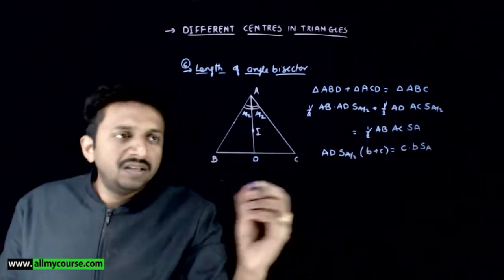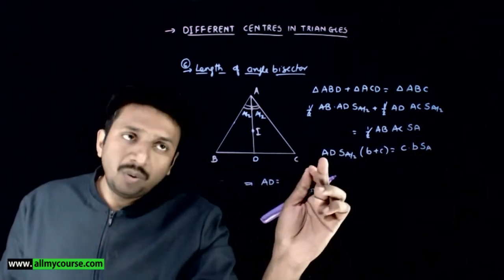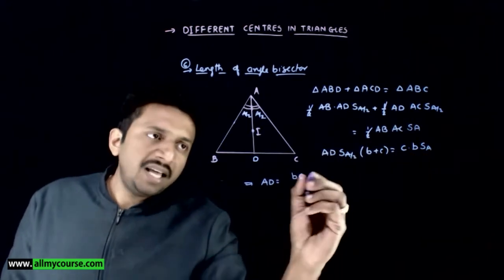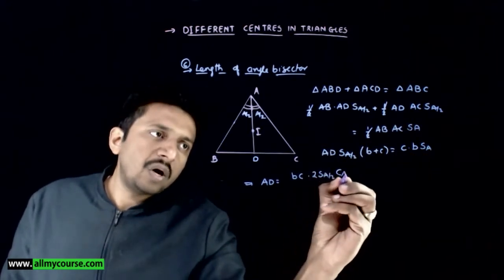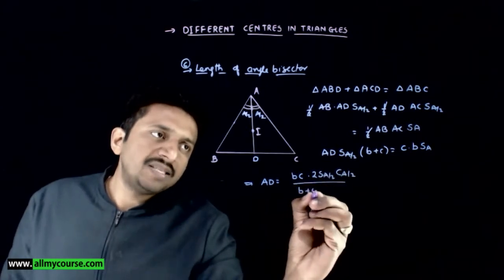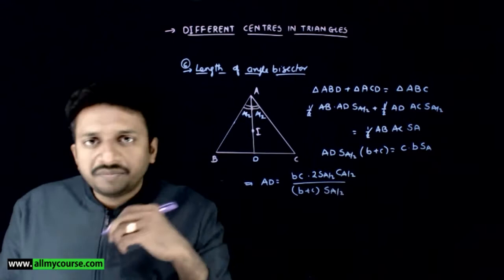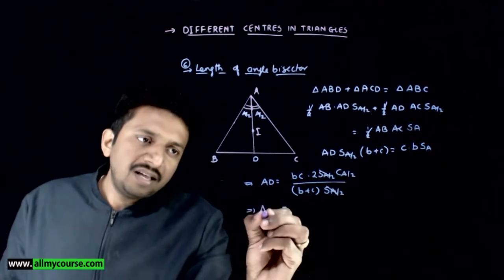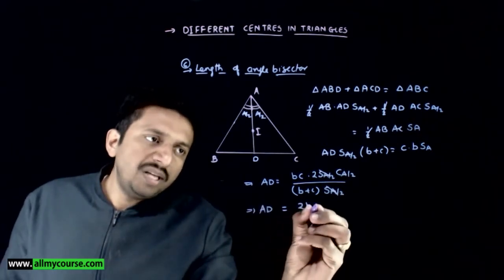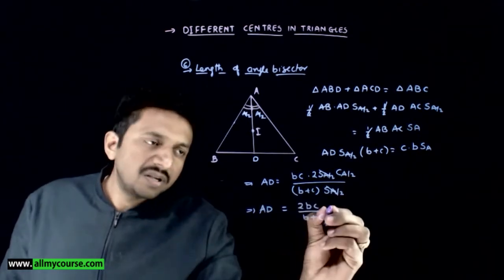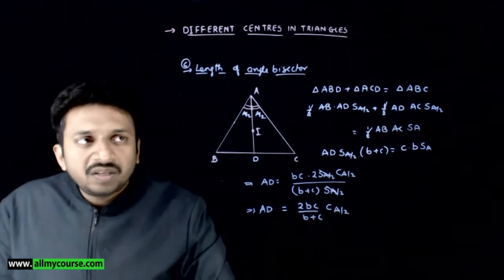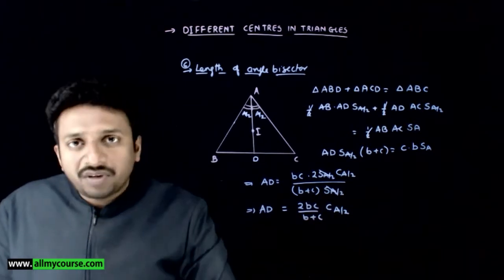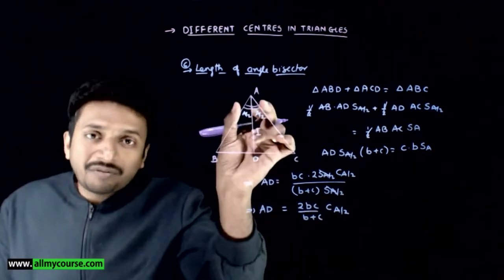sine A. This implies AD, which is the angle bisector, is equal to bc into sine A, which is 2 sine A by 2 cos A by 2, divided by b plus c times sine A by 2. So sine A by 2 and sine A by 2 get cancelled. This implies AD is equal to 2bc by b plus c times cos of A by 2. So the length of the angle bisector is 2bc by b plus c times cos of A by 2. This is the angle bisector of angle A.